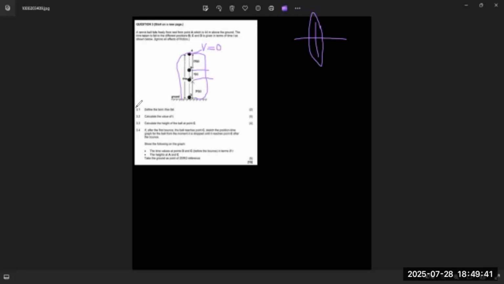So let's now get into the questions. 3.1: Define the term free fall. Free fall is the motion of an object when the only force acting on the object is gravitational force. I don't know if you also define it in that way, but it's best for you to check your exam guidelines for the definition so that you don't get anything wrong.